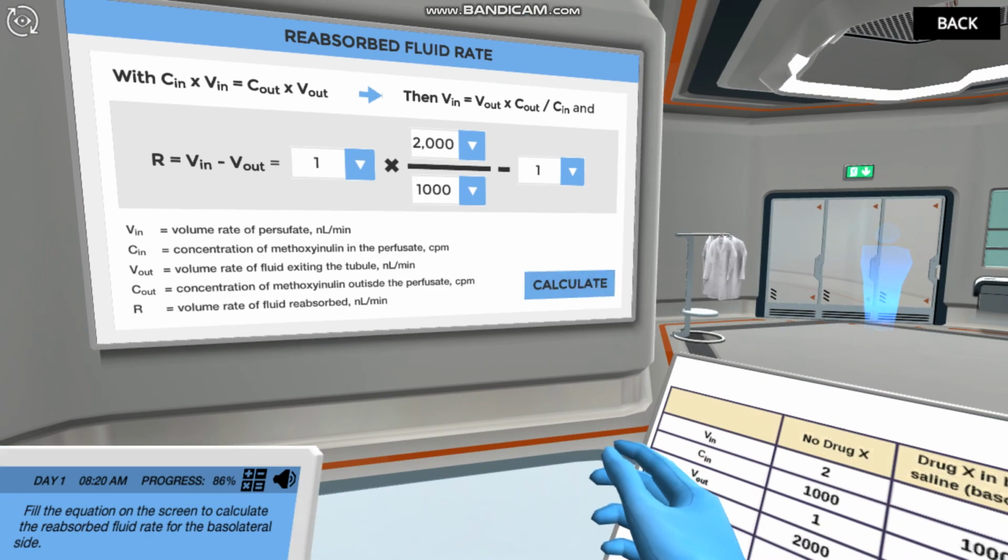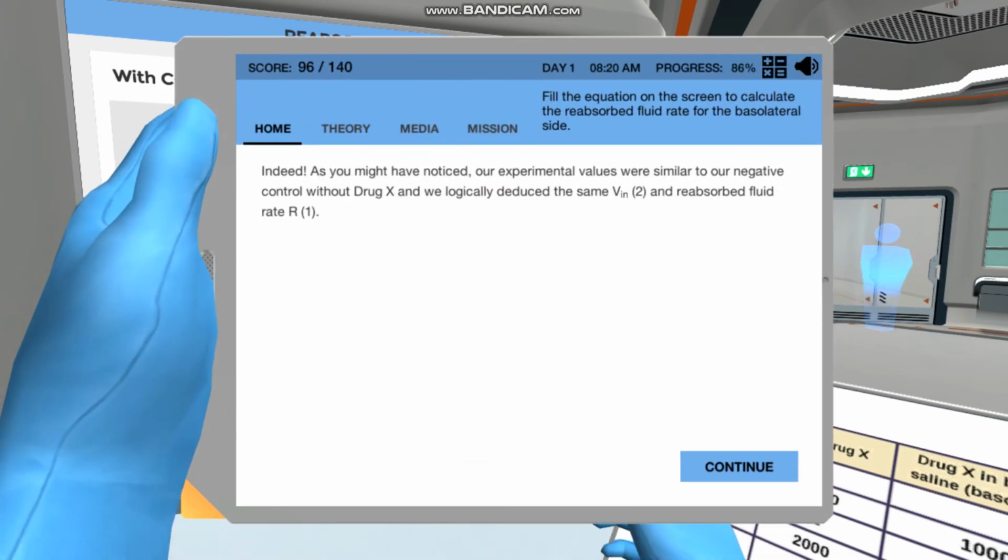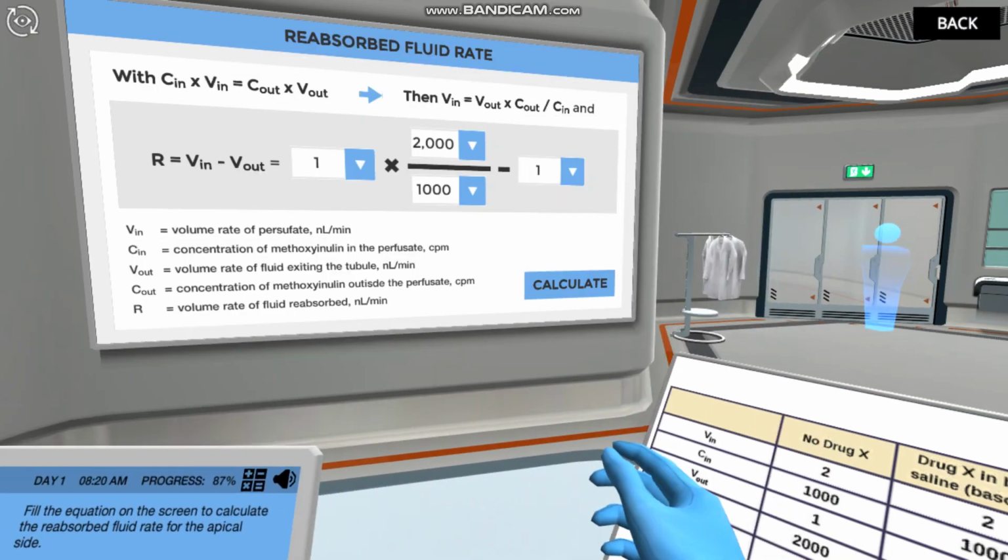Indeed, as you might have noticed, our experimental values were similar to our negative control without drug X, and we logically deduced the same V in and reabsorbed fluid rate R. Fill the equation on the screen to calculate the reabsorbed fluid rate for the apical side.